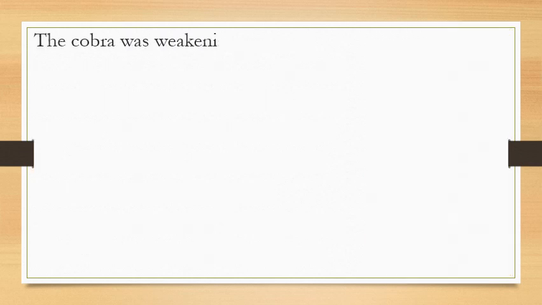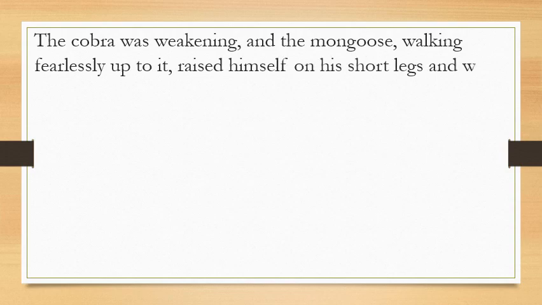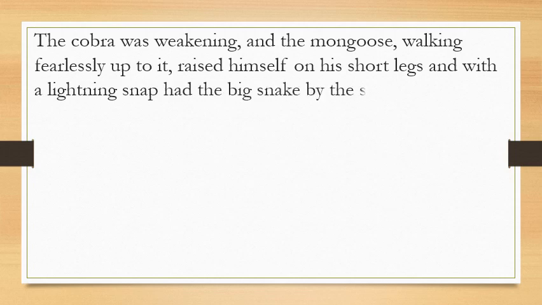The cobra was weakening, and the mongoose, walking fearlessly up to it, raised himself on his short legs and with a lightning snap had the big snake by the snout. Means the cobra was weakened and defeated. The mongoose attacked fearlessly, or in simple way we can say that the cobra was gradually weakening. Ultimately, raising himself on his short legs, the mongoose had the big snake by the snout.